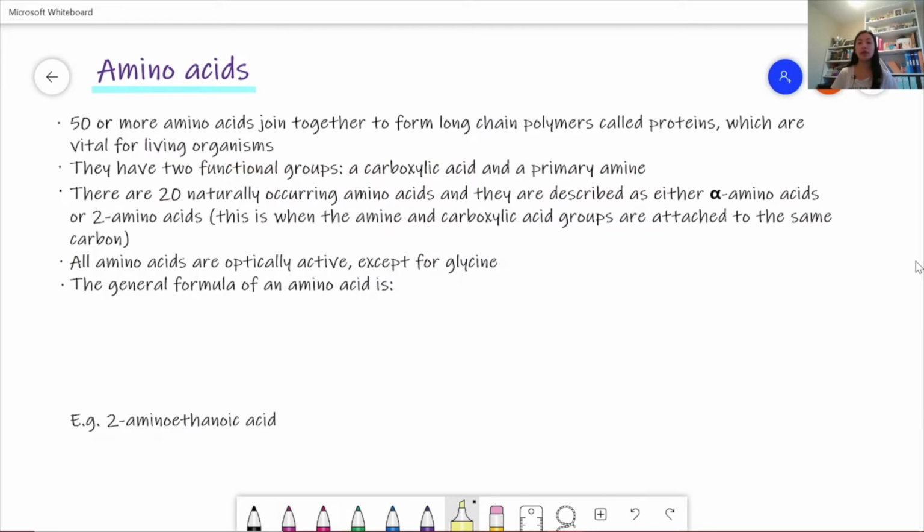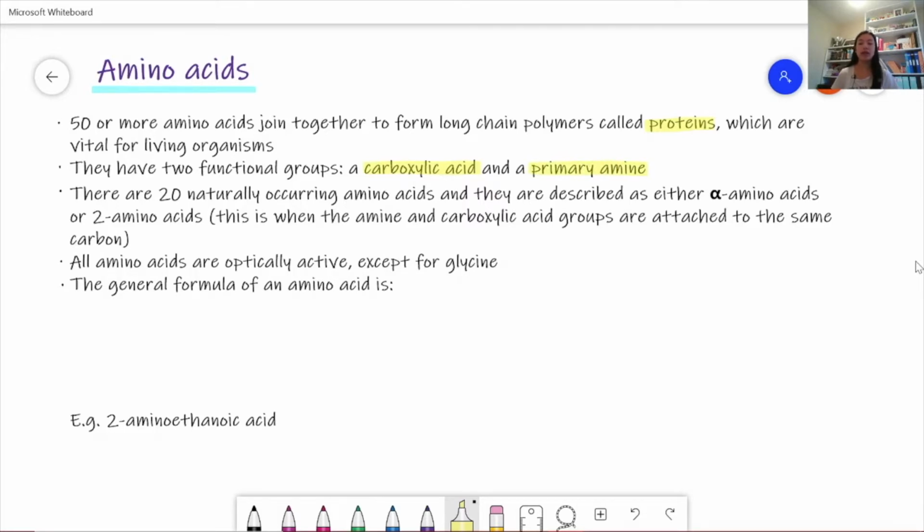So now we're going to talk about amino acids. 50 or more amino acids join together to form long chain polymers called proteins, and these are vital for living organisms. They have two functional groups: one is a carboxylic acid and the other is a primary amine. And there are 20 naturally occurring amino acids.